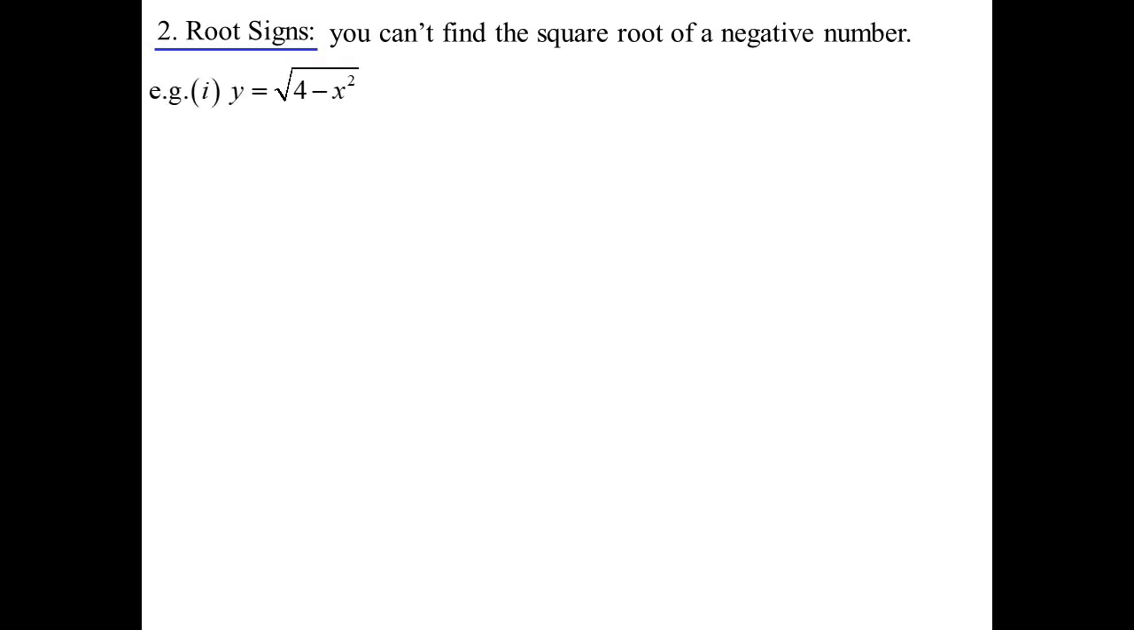So y equals the square root of 4 minus x squared. I know 4 minus x squared must be greater than or equal to 0. And if we solve that one, well, eventually x squared is less than or equal to 4, so x must be in between minus 2 and 2.